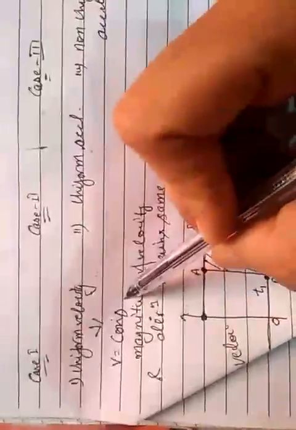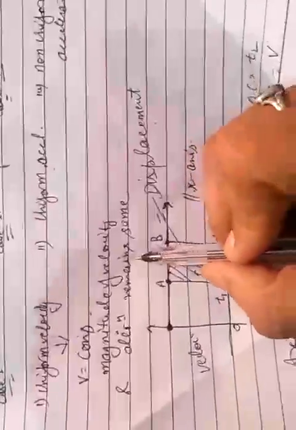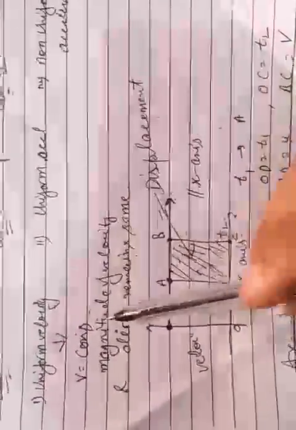So first I discuss the first case in which our body moves with uniform velocity. Uniform velocity means the value of the velocity of the object doesn't change, it remains the same. Magnitude of the velocity and the direction of the velocity remain the same. In this case we get a straight line which is parallel to the x-axis. It means if we plot a graph for velocity time, we get a straight line parallel to the x-axis.